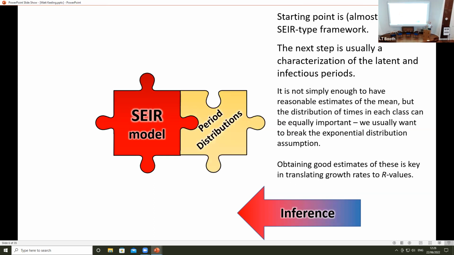What then gets bolted onto this? I think of this as a bit of a jigsaw and we start bolting things on. So the next step I would say is getting the period right. What does the latent and the infectious period look like? That sounds really simple, but there's a vast amount of work that goes into this. And this really is about translating things like the growth rate, which you can measure relatively easily, into things like the R value. We've all heard about the R value during COVID, but that critically depends not just on the mean values for how long you're infectious for, but also the distributions. Again, inference is always going to feed in.